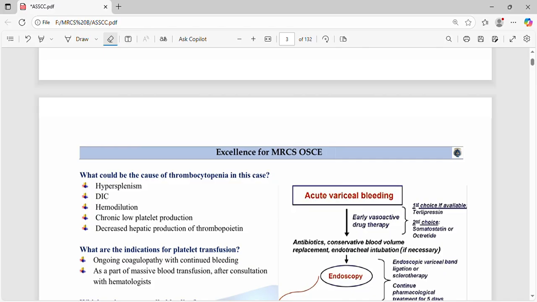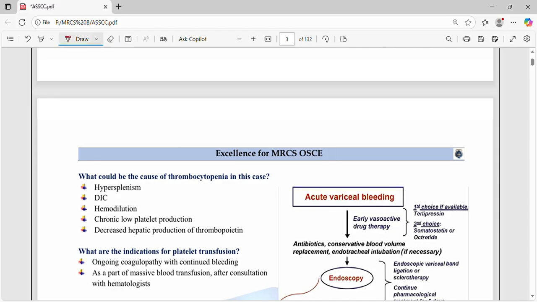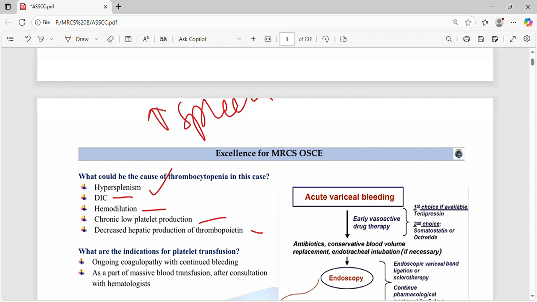What could be the cause of thrombocytopenia in this case? Hypersplenism, DIC, hemodilution, chronic low platelet production, decreased hepatic production of thrombopoietin. Because this patient is cirrhotic, he has an enlarged spleen, so there can be hypersplenism, and there can be DIC, hemodilution because of over transfusion of fluids, chronic low platelet production because of the toxins, and decreased hepatic production of thrombopoietin because of the cirrhosis. So these can be the causes of thrombocytopenia.